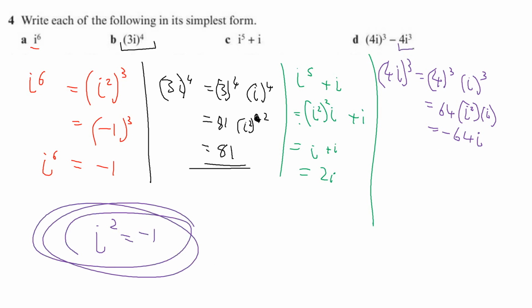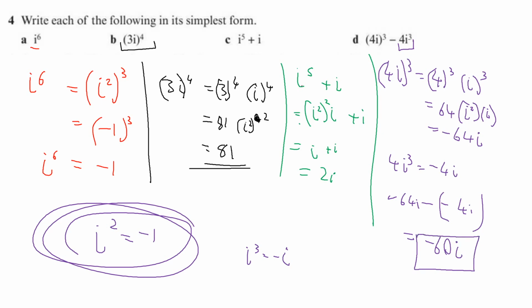Now let's look at 4i cubed. 4 times i cubed is the same as, well, we know that i cubed is equal to minus i. So this is the same as minus 4i. So minus 64i minus minus 4i is the same as minus 60i. And so that should be your final answer for part D.